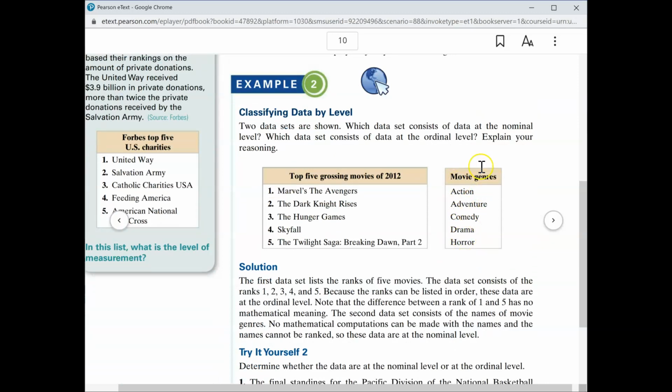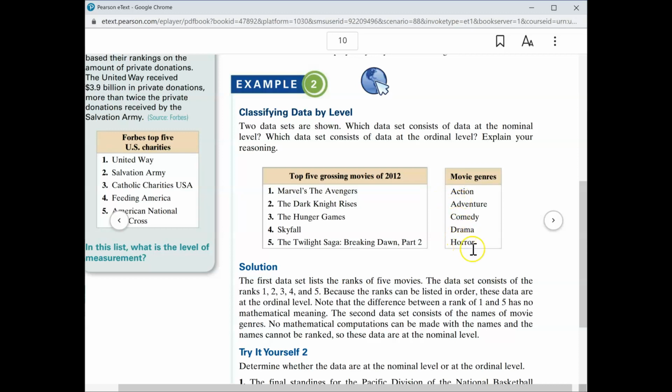This one would be what? It's just nominal, because it's not even ranked. Like, you can't say action is above drama or comedy is above horror. It's just naming these things. It's just giving them a name. That's what nominal means. It means name. Okay, so it's not even ranked. You can't even put them in any kind of real order. So this is the nominal level.